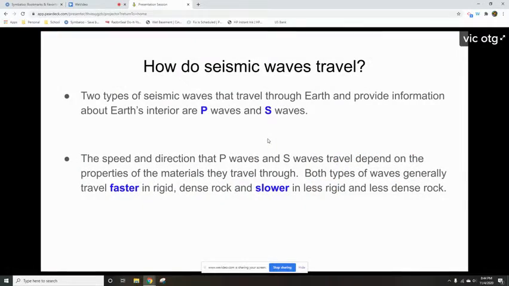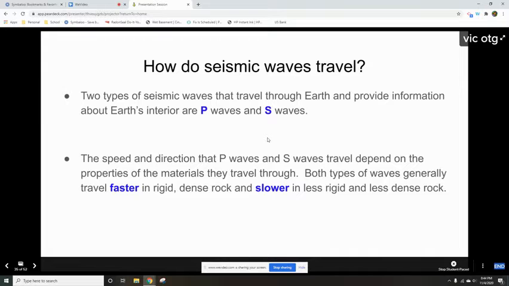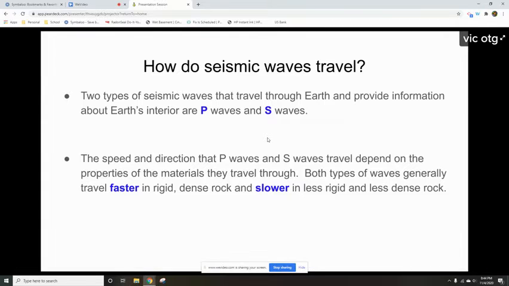This part is going to be on how seismic waves travel. In the last part of these notes, notes 3.1 part 1, we talked about how the layers were formed, and that the Earth has layers. We have two models of the Earth: a physical layers model and a compositional layers model.